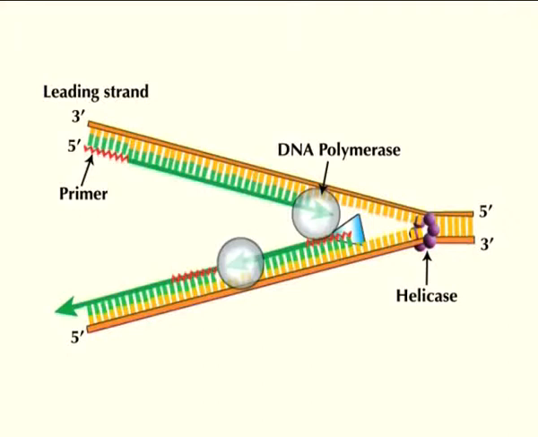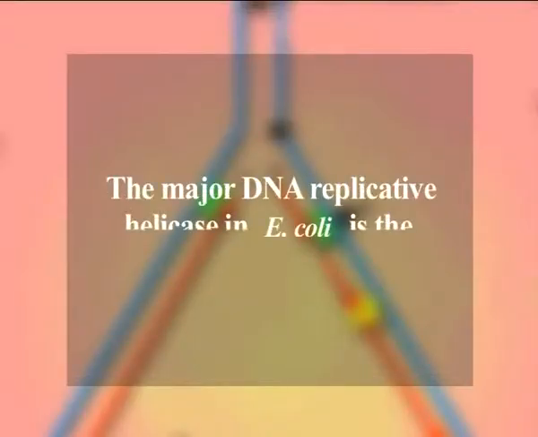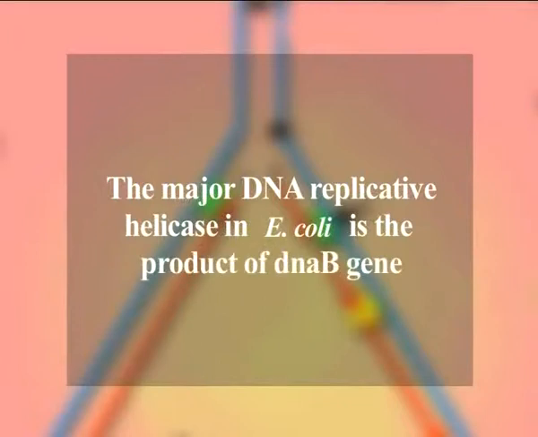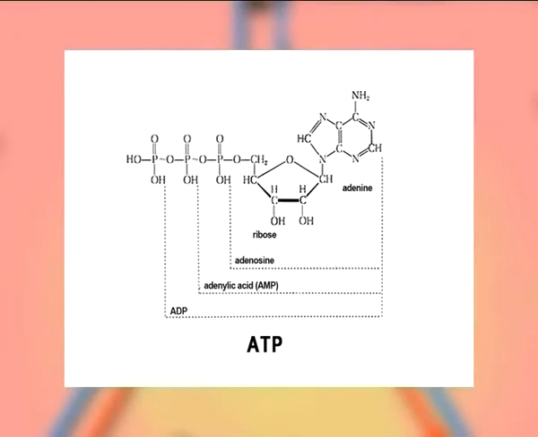formation of single-stranded DNA at the beginning of the replication fork. The major DNA replicative helicase in E. coli is the product of the DNA B gene. DNA helicase unwinds DNA molecules using energy derived from ATP. The active form of helicase is the homohexamer of a 330 kD protein.